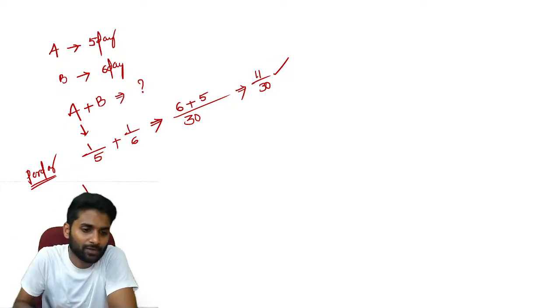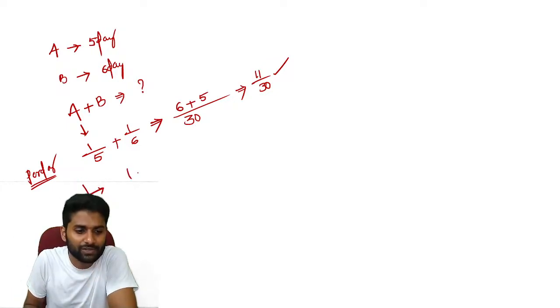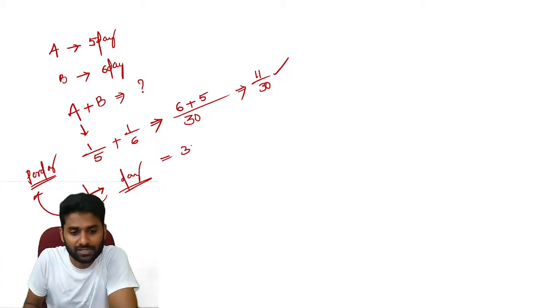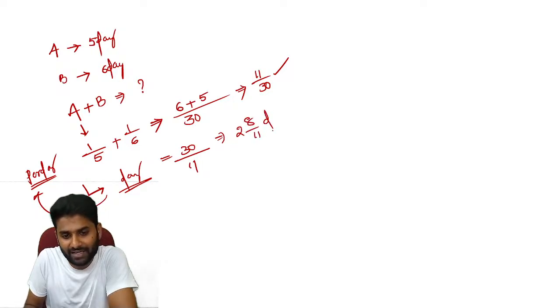Now here the question: how many days does it take? So here you have to take the inverse proportion. Why? Because time and efficiency are inversely proportional. Now see, 30 by 11. 11 goes into 30 two times, 11 times 2 is 22, and the remainder is 8. So the answer is 2 and 8/11 days.